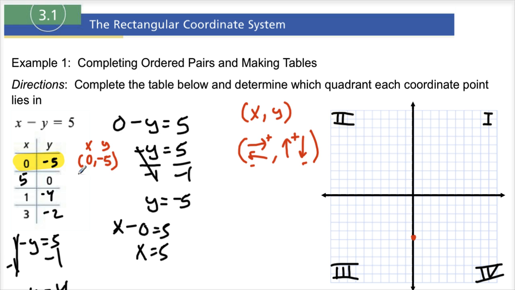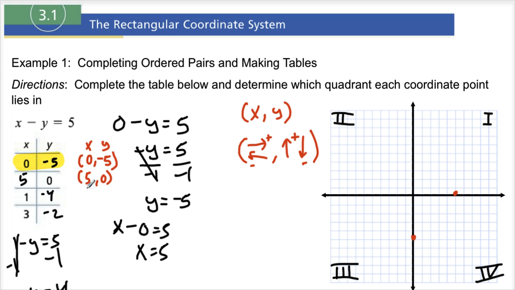How about 5, 0? So again, 5 is the first number, and then 0, x, y. So I'm going to go left or right 5, and then up or down 0. So I'm going to go right 5, and then I'm going to go up or down 0. Well, that means I stay right there, and this is not in a quadrant either.